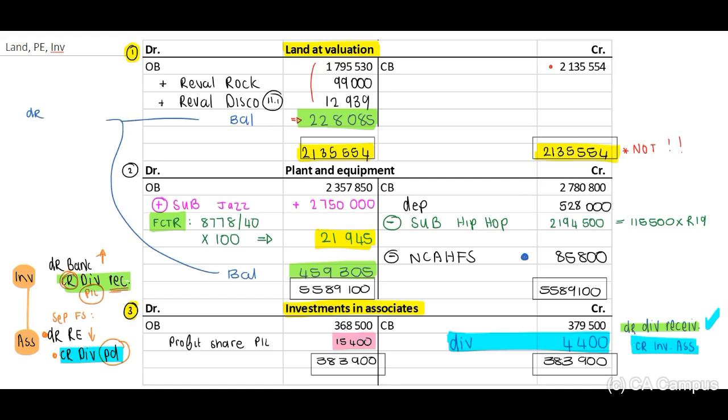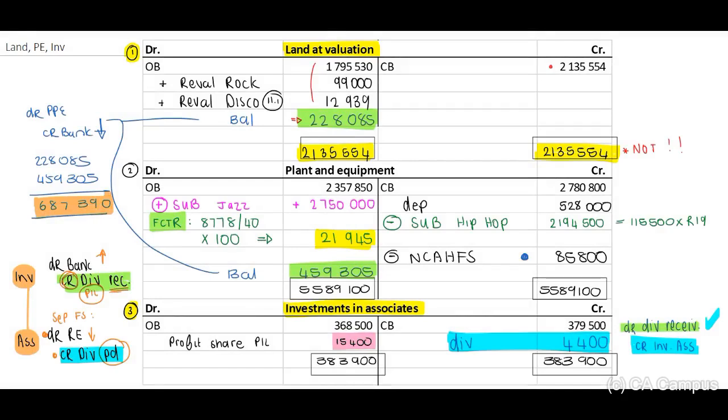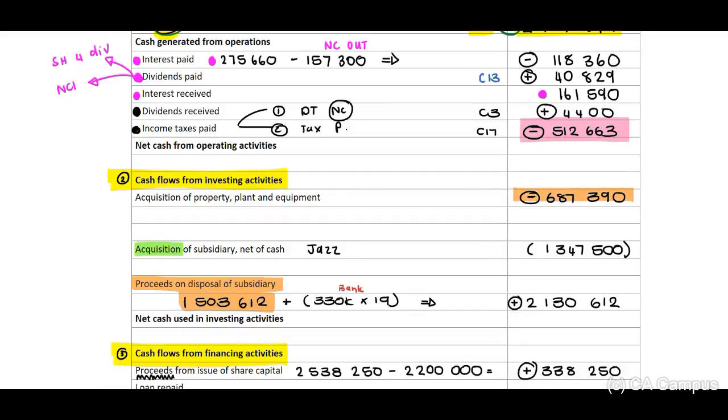Therefore, if we debit our PPE, land, credit our bank, this is purchase, acquisition. This is the 228085 plus the 459305, and we are able to transfer our total 687390. Right, if we move on, 687390, this is an outflow, and I'm going to indicate calculation 3 plus calculation 4.